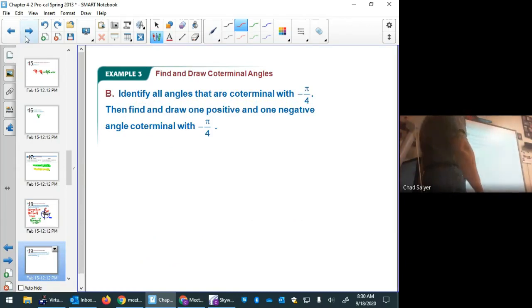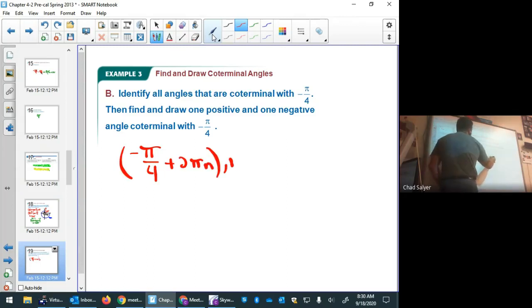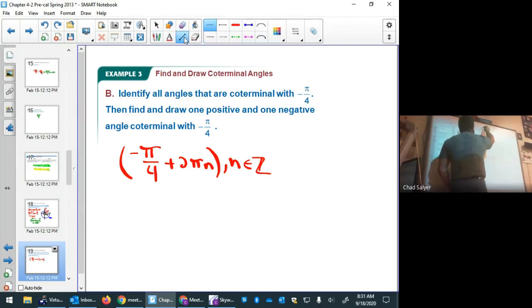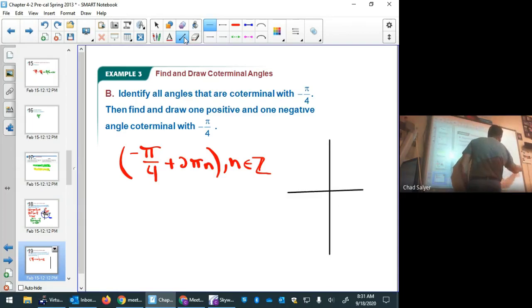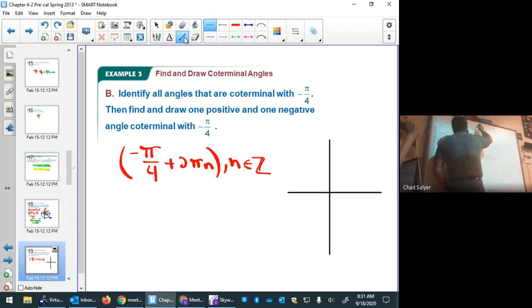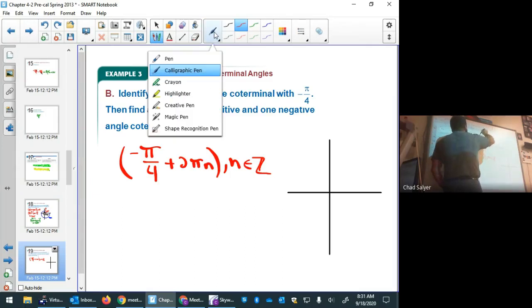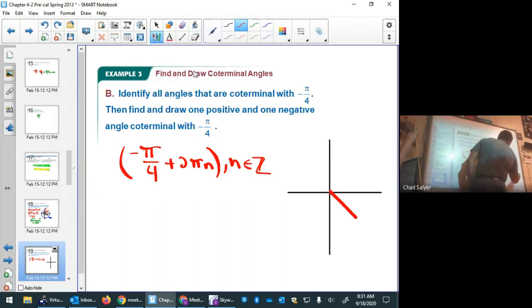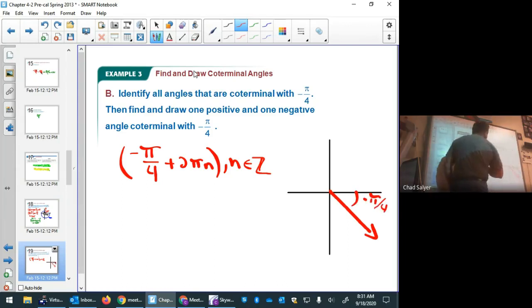Okay, so coterminal angles with a radian measure. Identify all angles that are coterminal with negative pi over 4. That's going to be negative pi over 4 plus 2 pi n, where n is an element of the integers. Once again, I'll sketch it before I do any of this other stuff. So that is 45 degrees in a negative direction. Looks something like this. So that is negative pi over 4.